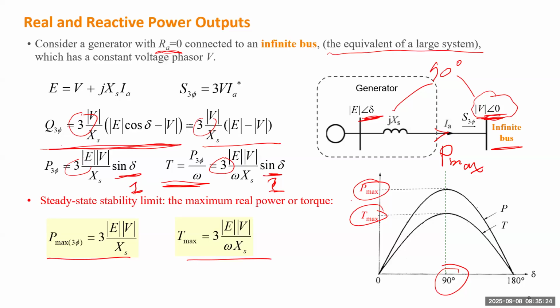So the limit depends on the voltage on both sides. If you increase the infinite bus voltage, this power will be increased. Or if you increase E, which is the EMF, the excitation voltage of the generator, that power also increases. Or you can decrease the reactance. So you either increase those voltages or decrease the reactance, and that will help increase the power delivery.